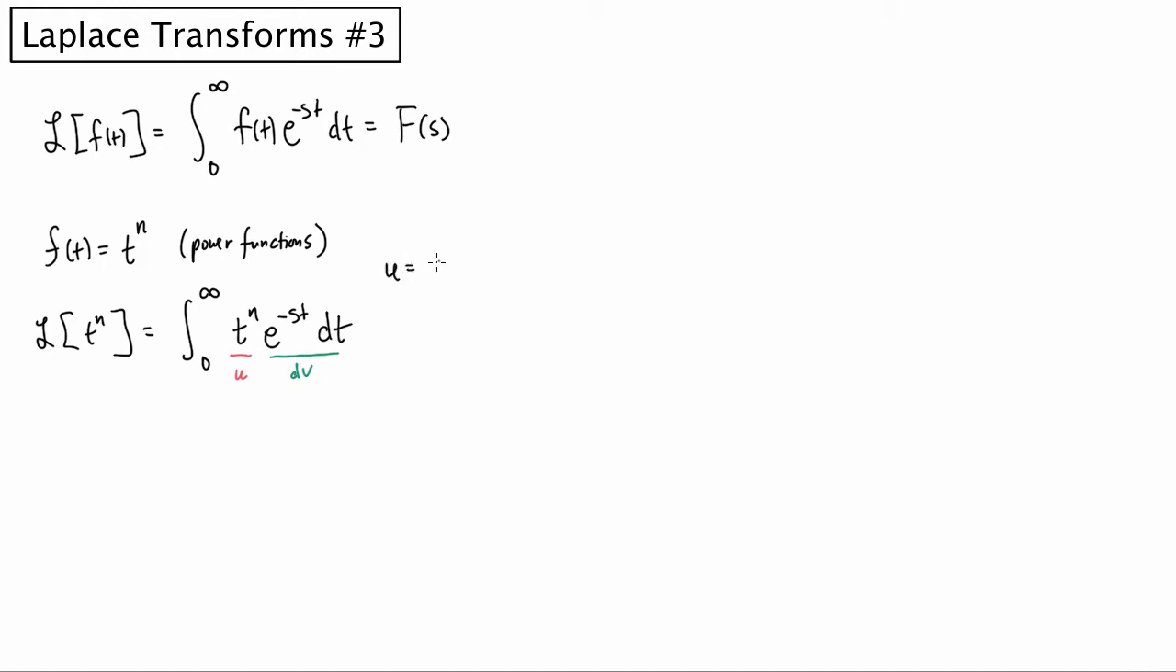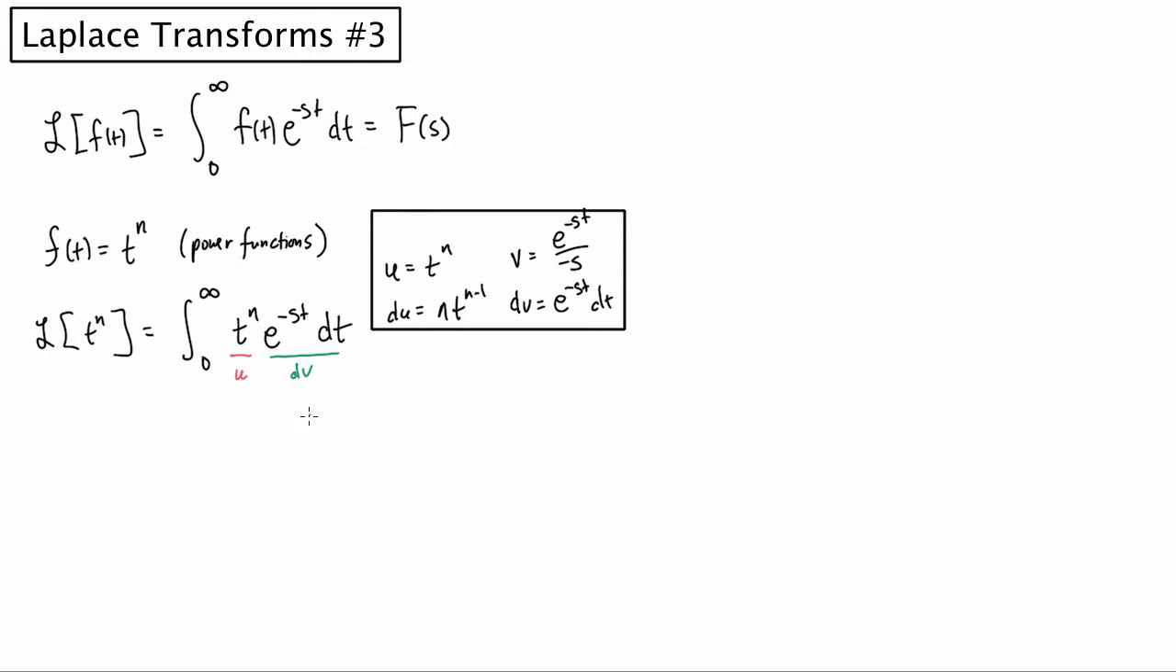So my u is t to the n, so my du is n t to the n minus 1. dv is e to the minus st dt, and you've got to be careful here. The antiderivative of that is e to the minus st over negative s. And so this is the integration by parts substitution. When I make that substitution into the integral, I have t to the n e to the minus st over negative s. This is the u times v part.